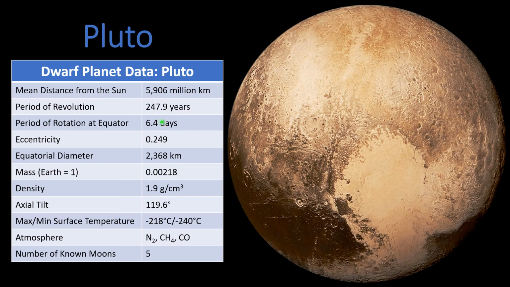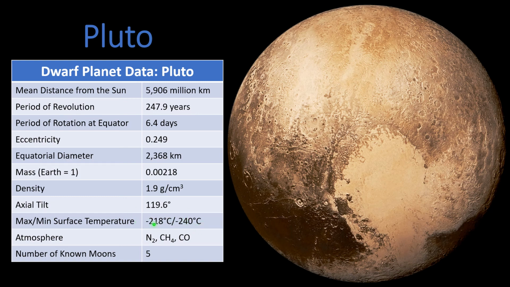Its period of rotation is slow, 6.4 days to make one rotation compared to the Earth, and its eccentricity is much higher than we've seen with other objects, 0.249, so it's not that round of an orbit. It's also small, 2,368 kilometers in diameter. It is much less massive than the Earth, 0.00218 times the mass of the Earth. Its density is very low, 1.9 grams per centimeter cubed, has a lot of tilt, 119.6 degrees, and it's very cold. Max temperature minus 218 Celsius, min minus 240 degrees Celsius.